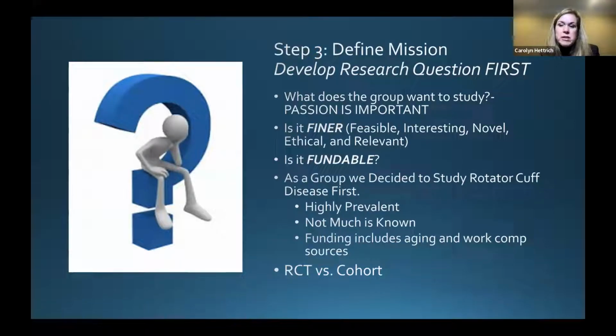And then you also have to decide if you want to do a randomized controlled trial, or if you want to do a cohort. My personal preference is to do a cohort at least first, but there's good reasons for both, and that's its own talk on its own.